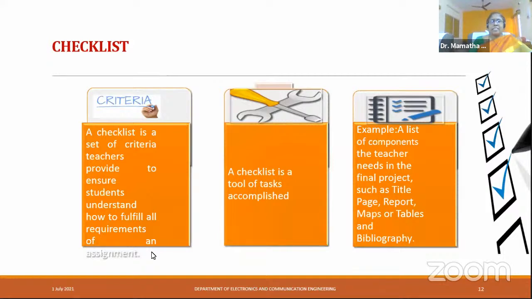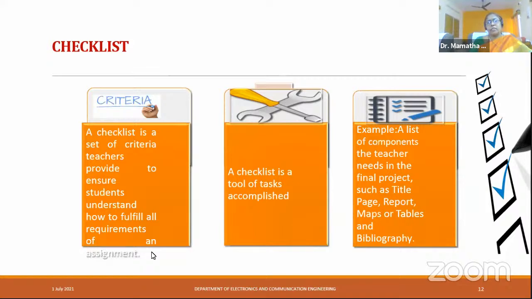So a checklist is a set of criteria teachers should provide to the students to make them understand how to fulfill all the requirements. So whenever the student is given a task, we should tell them you have to do all these things. Unless we tell them, they will not work on it. So a checklist is a tool of tasks to be accomplished.